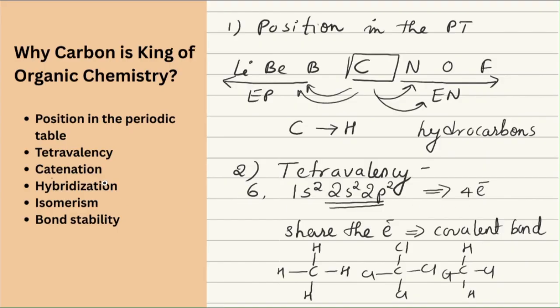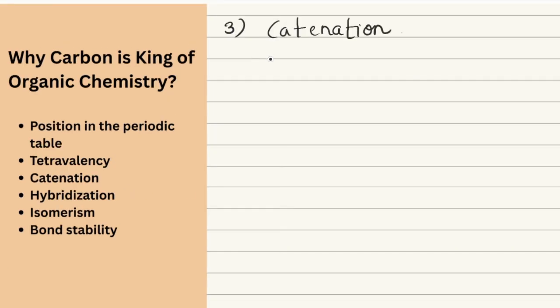Now let's understand what is catenation. Let's discuss what is catenation. Catenation is the ability of carbon atom to form strong covalent bonds with the other carbon atoms, allowing them to link together to form long chains, branch chain, rings, and complex structures.